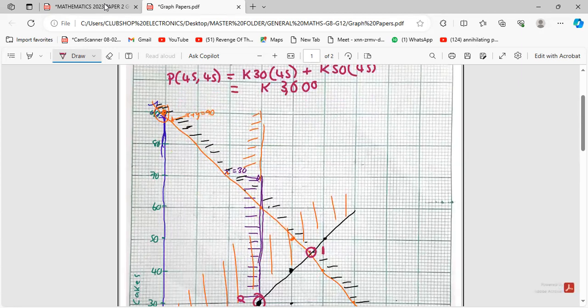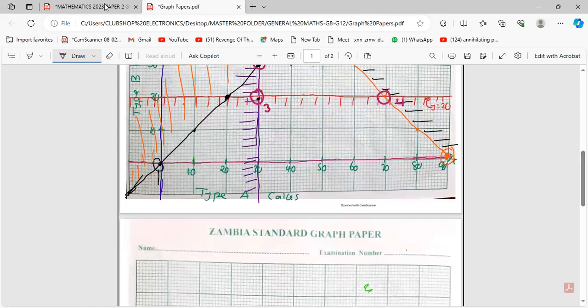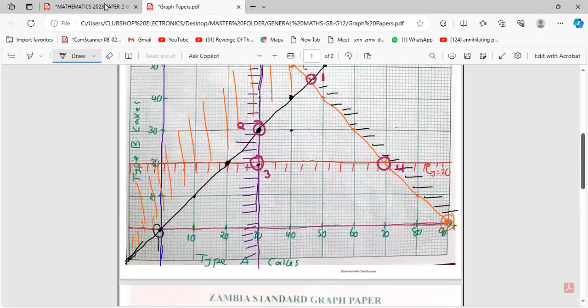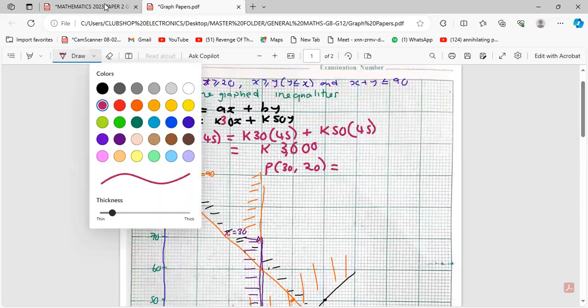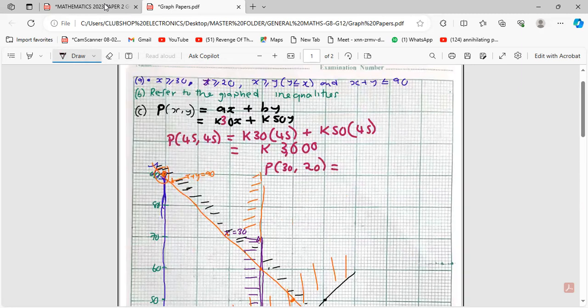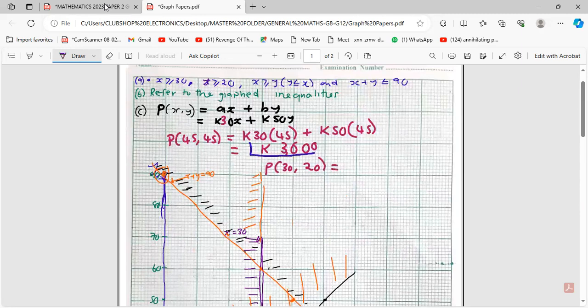You can get all these points and do the same. For example, look at point 3, you have got 30, 20. You can find the value here for 30, 20. You can do the same with all the points. But when you do that, the highest amount is this one. You can check all of them. Actually, that's what you're supposed to do. Check all of them. The maximum amount will be this. Maximum profit.